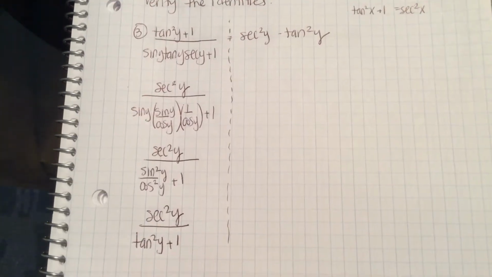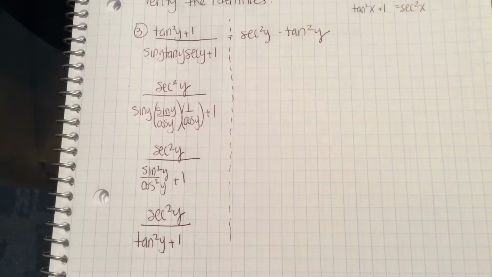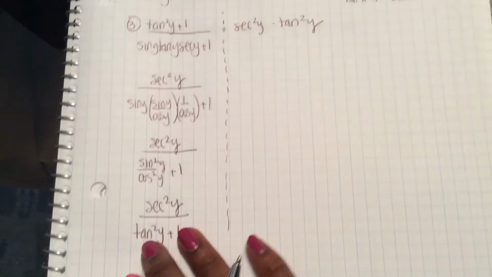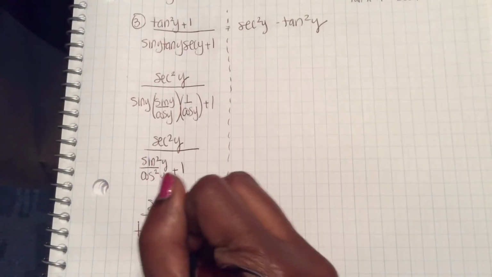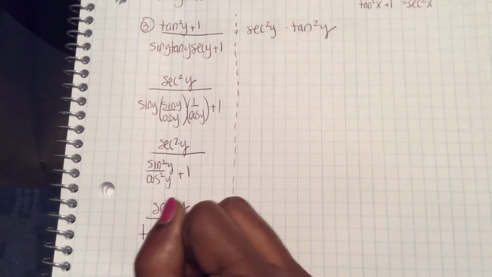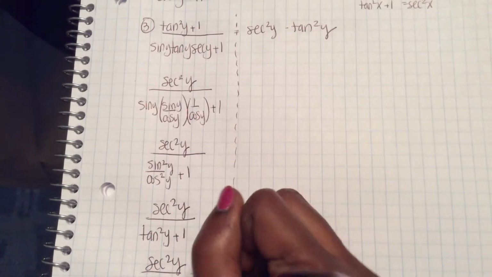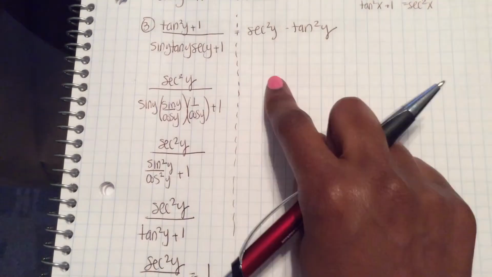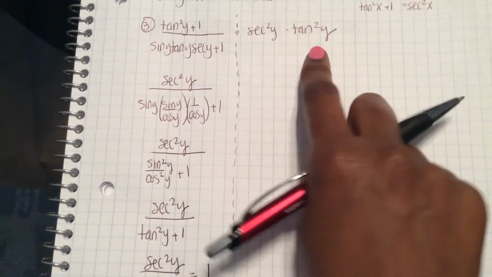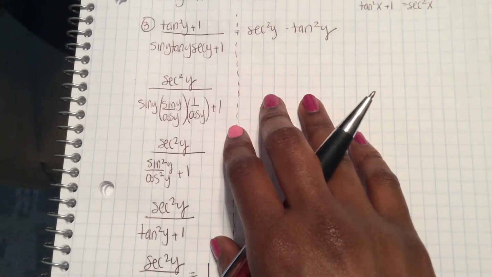Well, secant squared y is tangent squared y plus 1. So this is secant squared y over secant squared y, which equals 1. Okay. Well, can we change this side to equal 1?